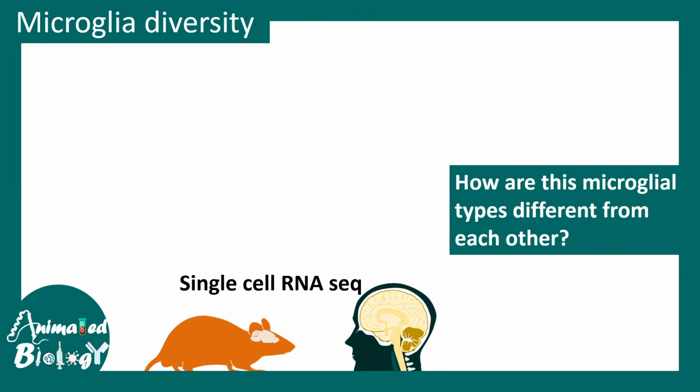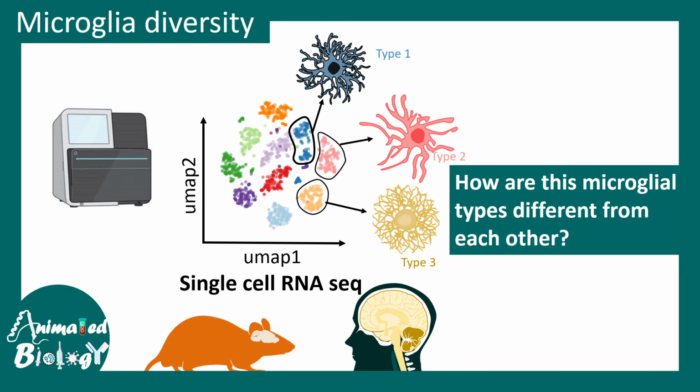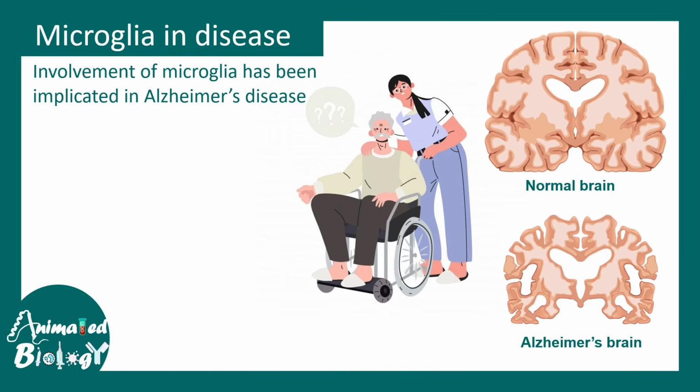Now again, single cell RNA sequencing has identified several subtypes of microglia. Each of these subtypes is morphologically different, their molecular markers are different, and their functionality is also different. That really allows scientists to imagine that microglia are very diverse, not only in terms of their functionality, but also in terms of their origin.